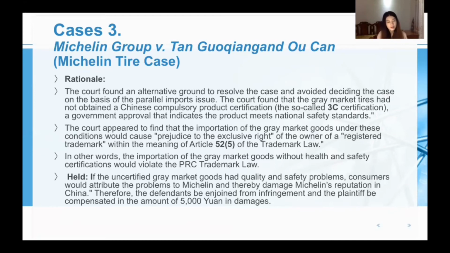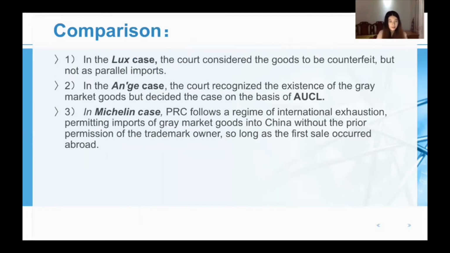The court held that if the uncertified grey market goods had quality and safety problems, consumers would attribute the problems to Michelin and thereby damage Michelin's reputation in China. The court found that the importation of the grey market goods under these conditions could cause prejudice to the exclusive right of the owner of a registered trademark within the meaning of Article 52, subsection 5 of the trademark law. The Michelin case is significant because the court acknowledged the existence of the grey market goods and decided the case under the trademark law.